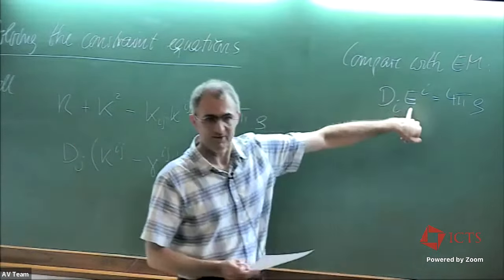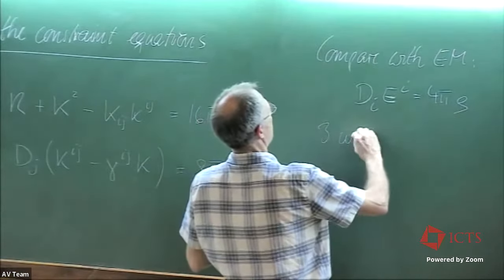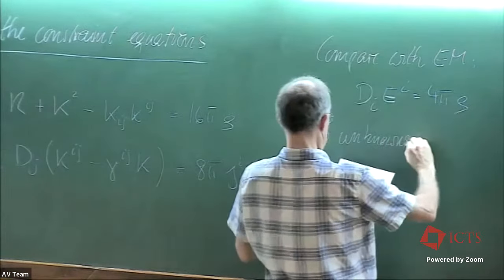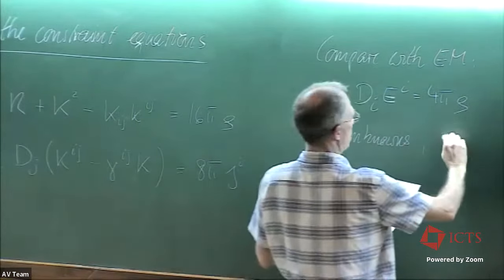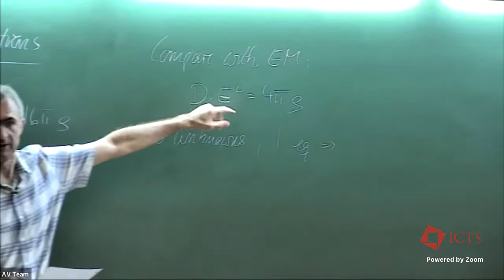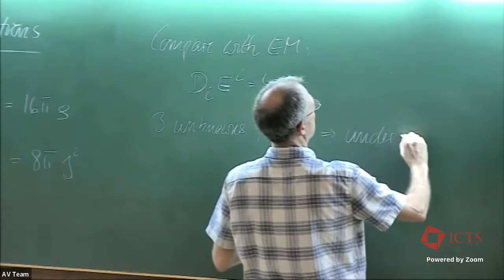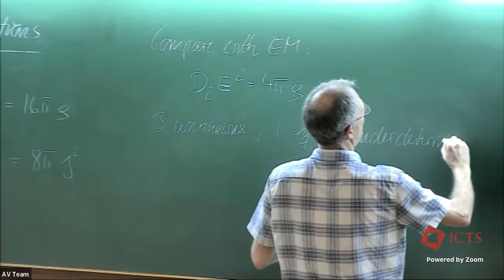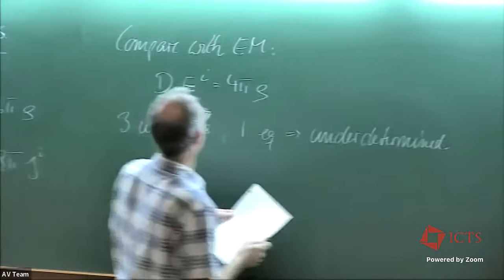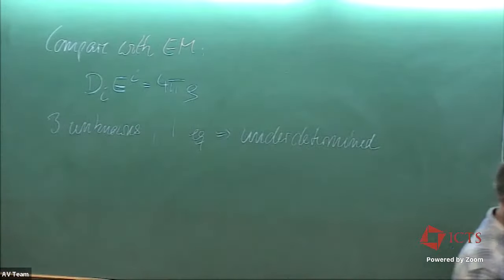Now, in the E&M case, we have three unknowns, the three components of E. But you notice that we only have one scalar equation. So it's clear that our three fields are underdetermined. The constraints do not completely determine the fields. Clearly, we cannot solve for all three components of the electric field by solving the constraint alone. So what that means is that we have to choose two of them and solve for the third.